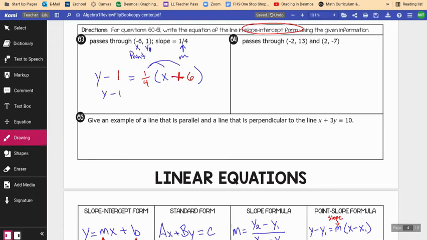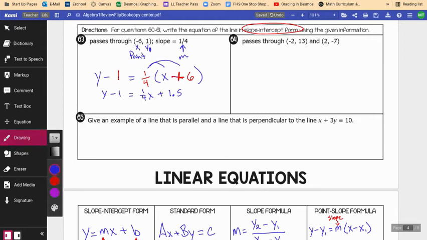So I have y minus 1 is equal to 1/4 times x is 1/4 x. 1/4 times 6 gives me 1.5. So I can just keep it as a fraction or I can just use a decimal. It's probably the easiest thing, right?